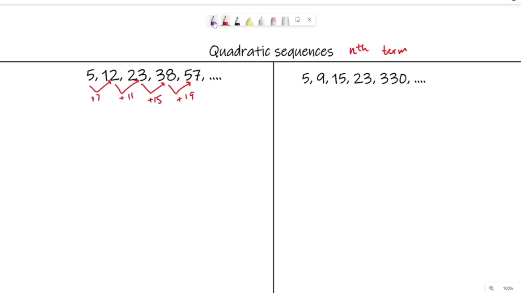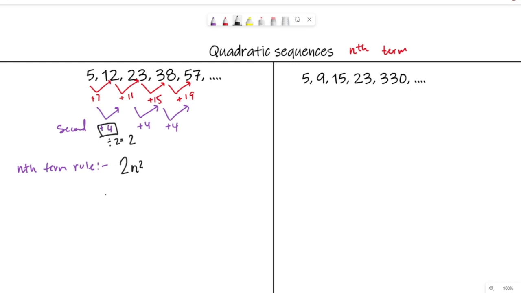And to be more sure that it's a quadratic sequence, the second difference you will see will always be common. So 7 to 11 is a plus 4, 11 to 15 again it's a plus 4, and 15 to 19 it's a plus 4. So this second common difference tells you something very important about the nth term rule. The first part of your nth term rule comes from this second difference. What we do is we take half of the common difference. Half of 4 is 2.